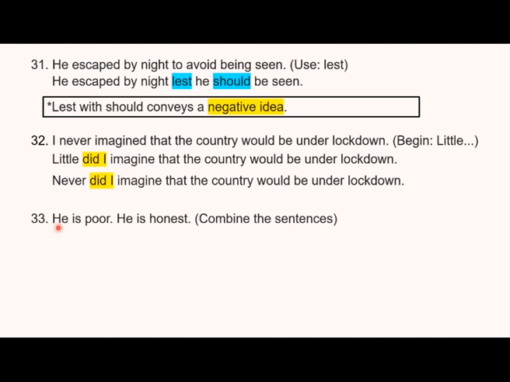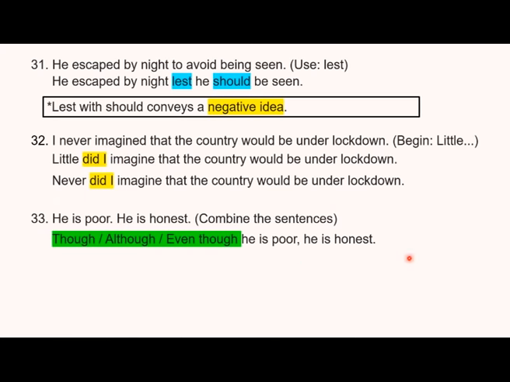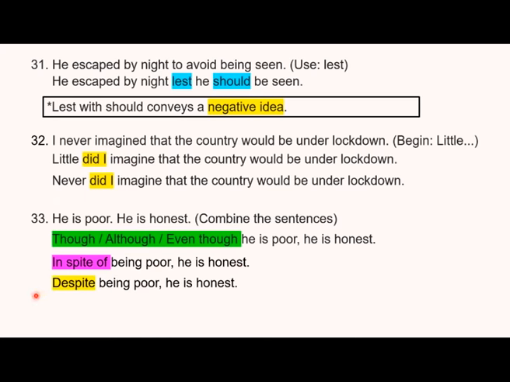Next one is 33. He is poor, he is honest. Combine the sentences. Now you know this. These are two contrasting sentences. So you can join them using though he is poor, he's honest. Although he is poor, he's honest. Even though he is poor, he's honest. Or you can use in spite of being poor, he's honest. You can write despite being poor, he's honest. A very common mistake children make is they use despite of. Despite of is wrong. So if the option says begin despite, look for this. If the sentence has despite of, eliminate that first. Okay, despite of is wrong.